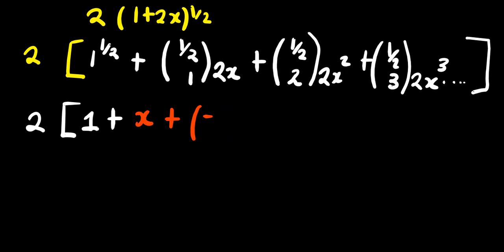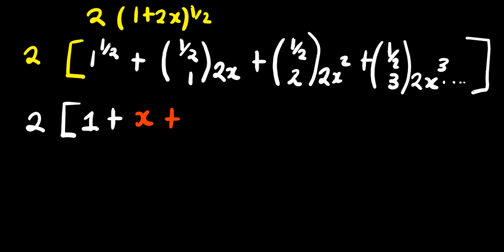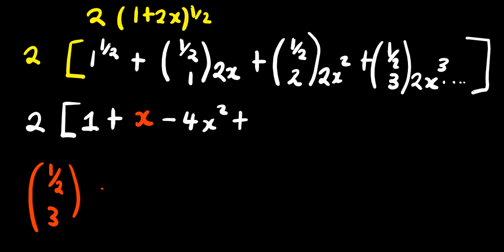So allow me to write it in advance. Instead of having a plus there, now I'm going to have a negative actually. So I have a minus 4x squared, plus, then we come to the other one, we've got half combination 3. So how am I going to solve this one?